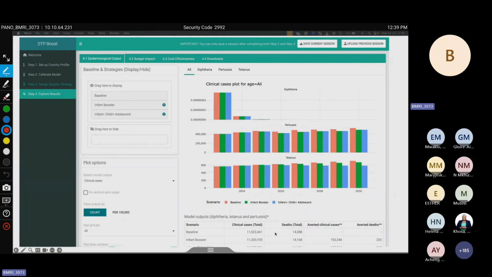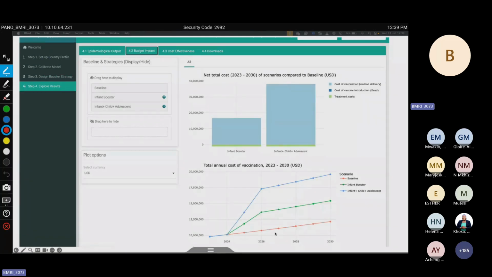And then we have some tables at the bottom, along with a costing analysis. So what you're seeing here is that these are now a comparison cost, where you've got the cost of vaccination and treatment costs for your infant booster, infant, child, adolescent booster. And then there's a cost of introduction. You can then look at the total annual cost and do a comparison from your baseline.